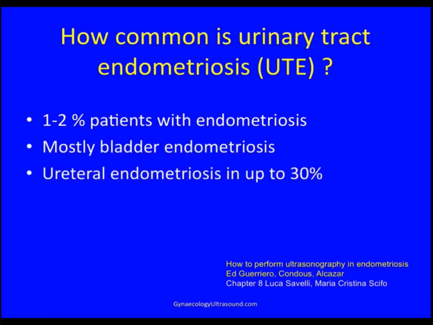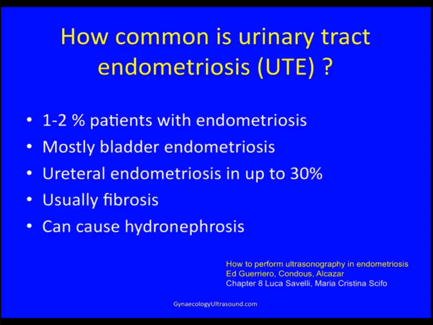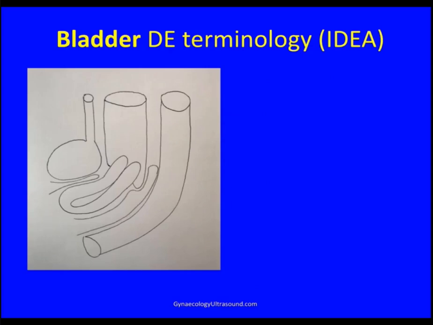It's mostly bladder endometriosis. Often women will have ureteric involvement, but this is usually fibrosis, and a fibrotic ureter can then cause hydronephrosis, which is usually silent. You need to look for it. The IDEA group named the terminology for us again, so that's great.